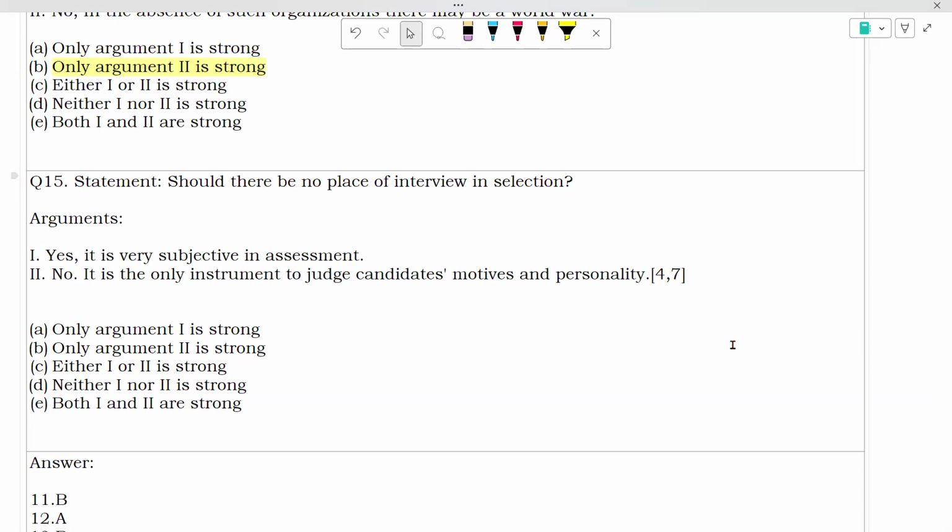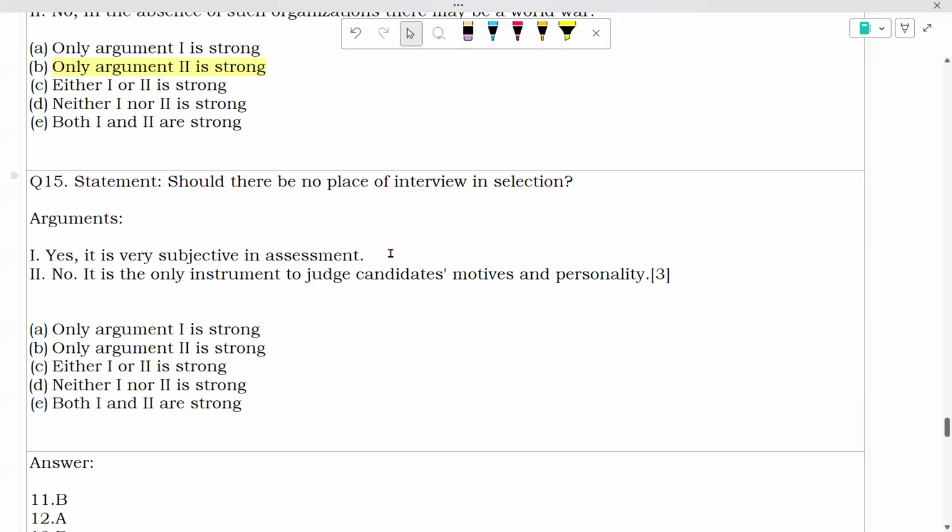Okay, and what other instruments can there be? Tell me. GD can be there. Extempore can be there. There can be SOP. There can be other things. Activity based, case study based, group exercise can be there. So can I say it is the only instrument to judge the candidate's motive? Now try to give a number to this argument. It is 3 to 1. Okay, so it became 3 to 1. This became weak.